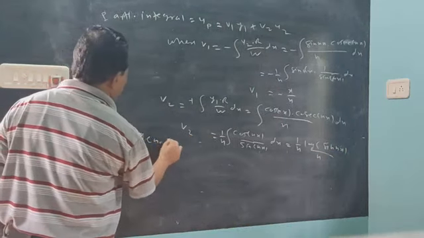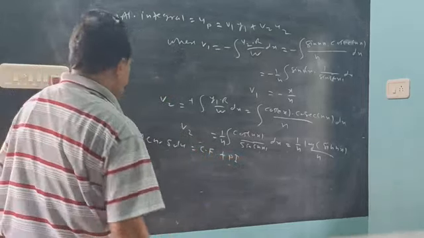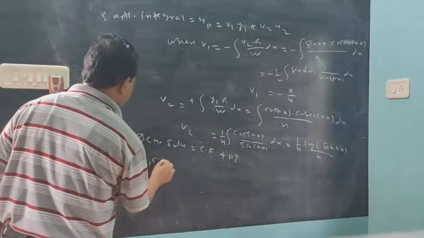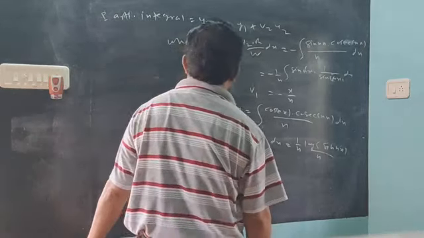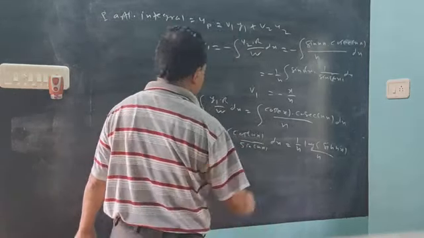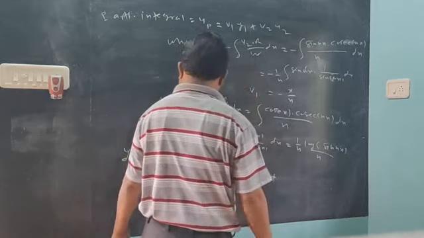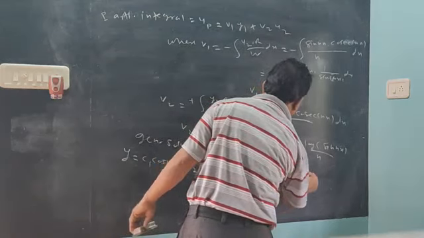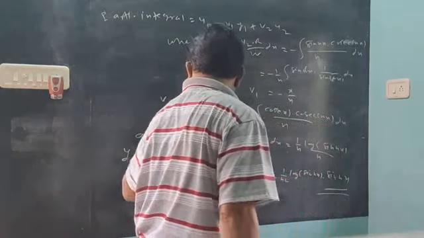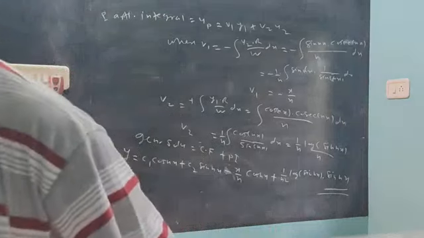Then what is the general solution? The complementary function plus the particular integral. So C1 times y1, which is cos of nx, plus C2 times y2, which is sin of nx, plus V1 times y1, that is minus x upon n times cos of nx, plus V2 times y2, that is 1 upon n square log of sin nx times sin nx. This is our solution. Solve by the variation of parameter method. There are so many problems.